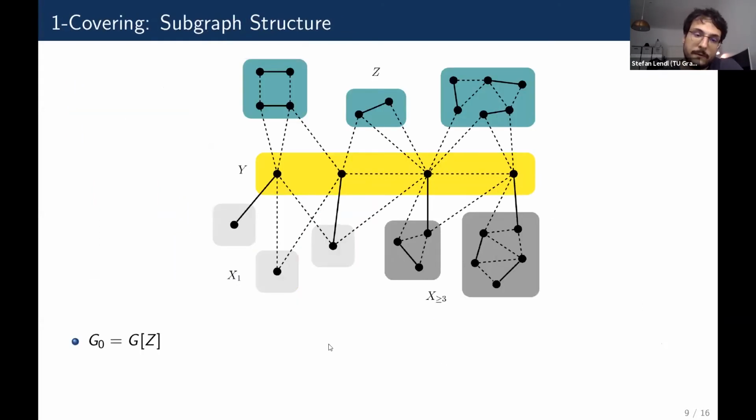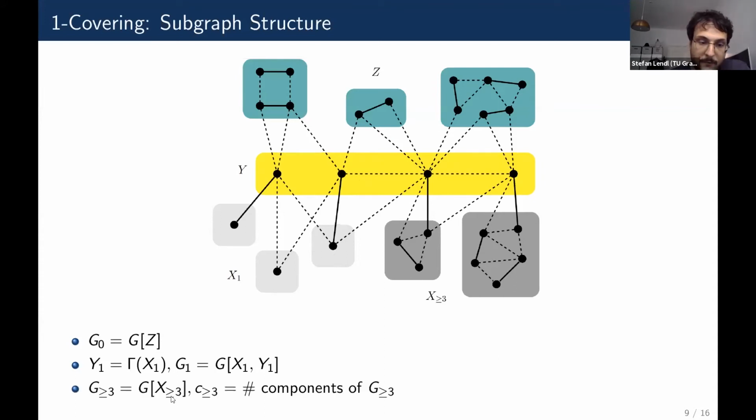So what we do is we further decompose our graph based on the Edmonds-Gallai decomposition, and we denote by G0 the blue graph basically. Then we further split up the components in X into the components with at least 3 vertices and the other components which contain just one vertex, like the light gray ones here. And then we define G1 as the bipartite graph given by X1 and its neighbors. So these are these 3 vertices in this example.